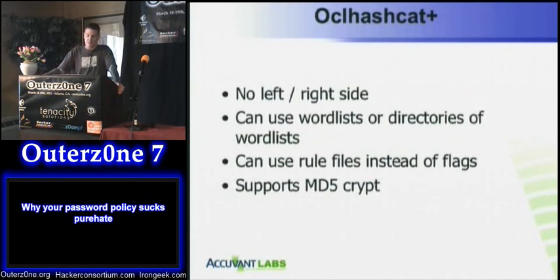So that was a major complaint with Oclhashcat, and then the other major complaint was that there was no crypt MD5 support. And the other major complaint was that there was no support for rule files. Every rule had to be given on the command line one at a time. So instead of recoding the entire application, Oclhashcat Plus was born. It actually did away with the left and the right side mechanism. So it can use word lists, or it can even use an entire directory of word lists. It uses rule files similar to John the Ripper, but there's a lot more rules available. And it also supports MD5 crypt.